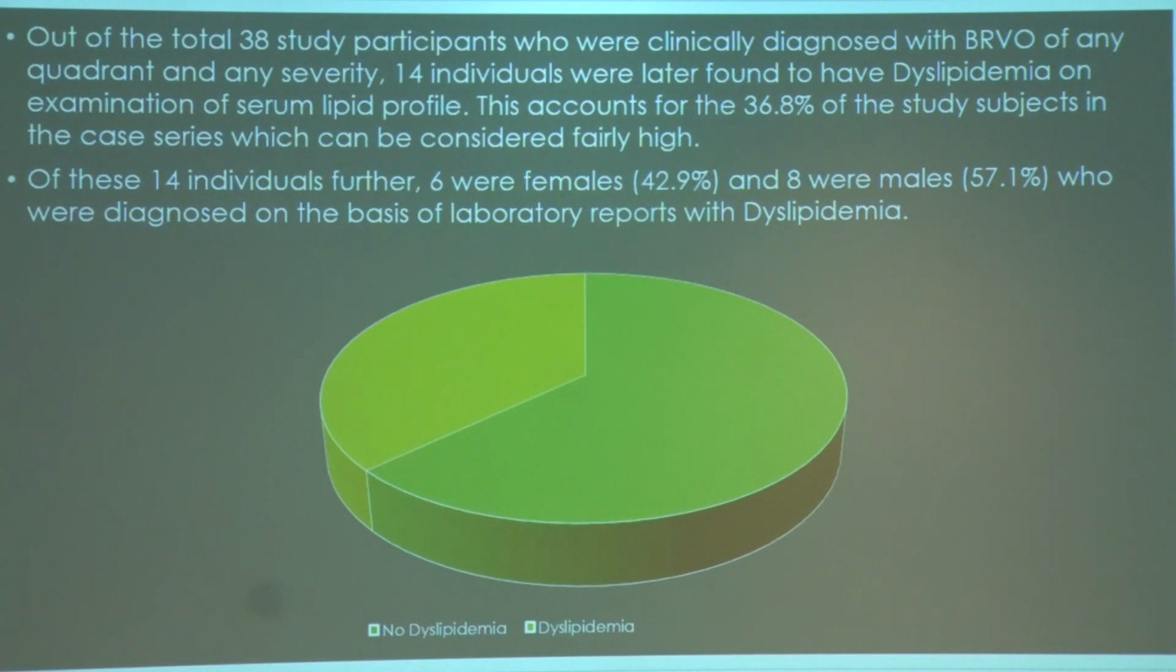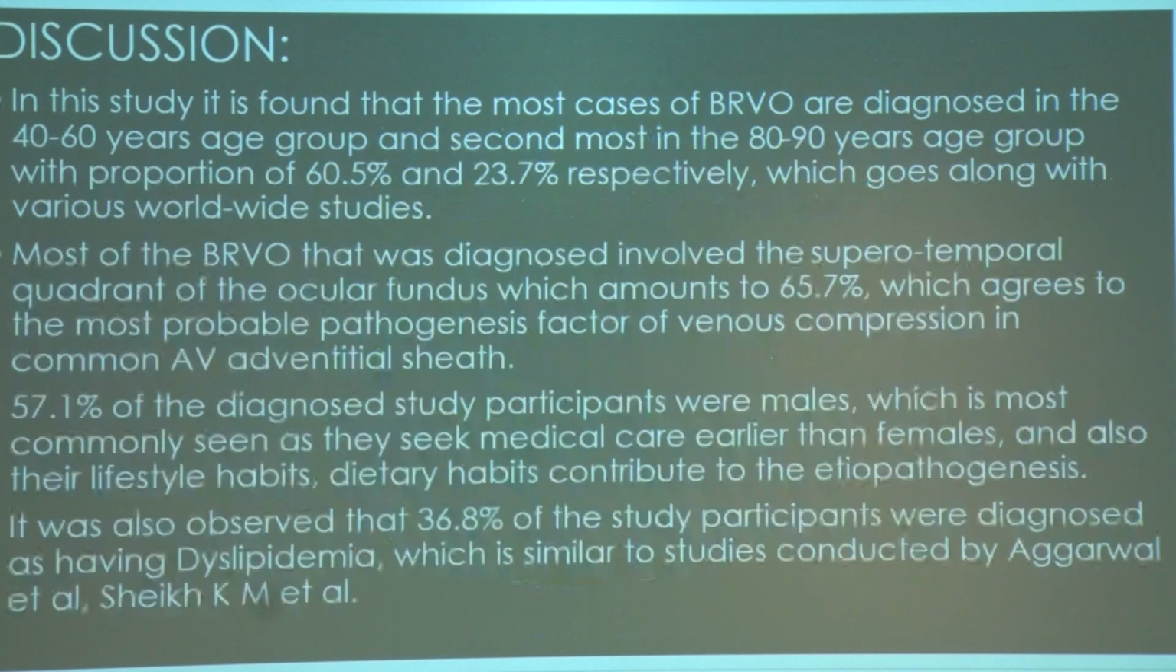Out of the 38 study participants who were clinically diagnosed, there were 14 individuals who were found to have BRVO, which accounts for 36.8% of the study subjects, which we consider to be fairly high. And out of these 14, 6 were females and 8 were males. In most cases of BRVO, they were diagnosed in the age group of 40 to 60 years, and the second most common group was 80 to 90 years of age.